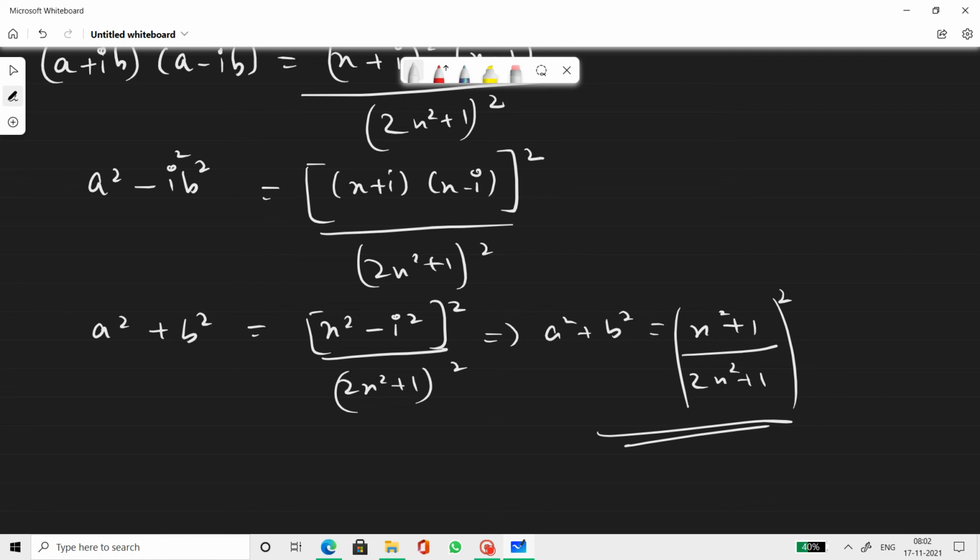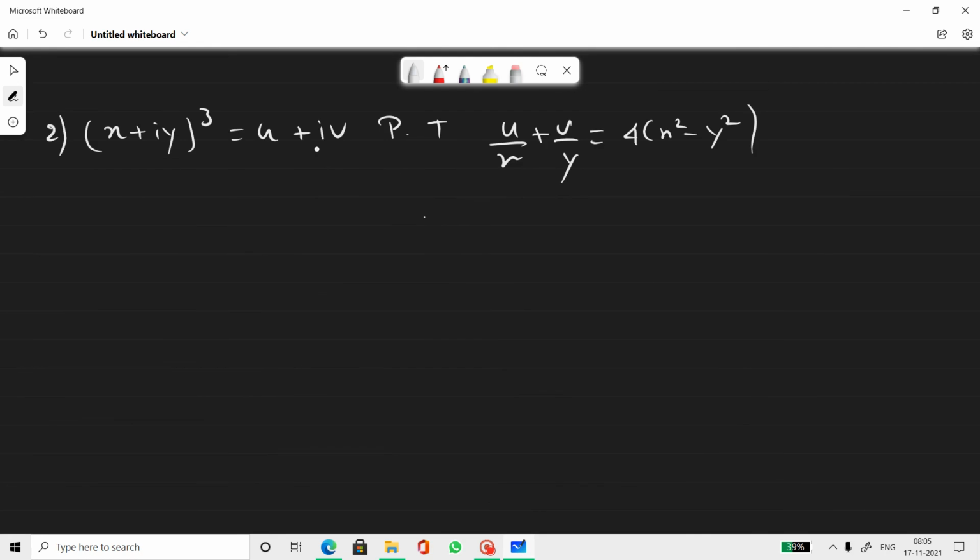So this is one way of doing this proof sum, where a complex number is given, you simply conjugate and then multiply the two. Now let me show you a next sum. Next proof question: (x + iy)³ = u + iv. Prove the following. Since it's in a whole cube, the conjugate may not work, and what we need to find is u/x + v/y. So here I'm going to expand it.